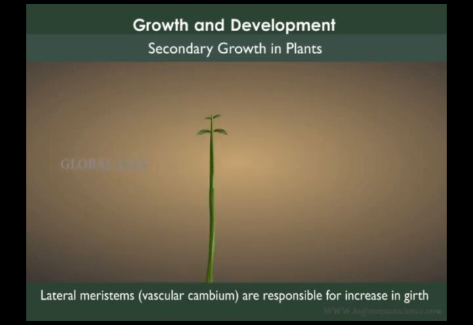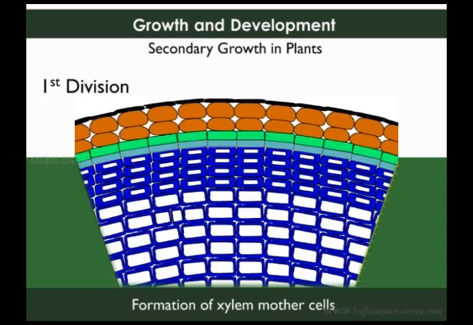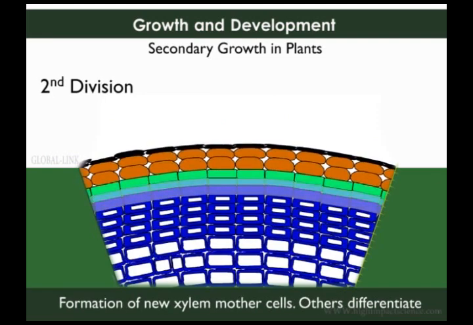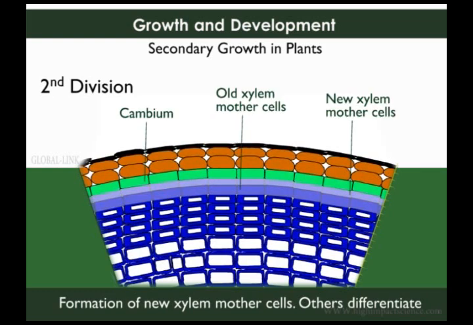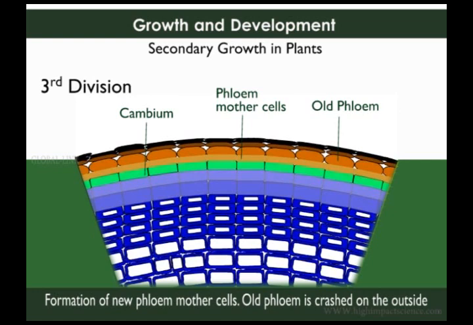At the beginning of the year, the vascular cambium is dormant. It then becomes active, swells, and undergoes its first division, forming the xylem mother cells. The cambium then divides again, forming other xylem mother cells, while the first xylem mother cells begin to differentiate. In the third division, the cambium divides, producing the phloem mother cells, while the old phloem begins to be pushed and crushed on the outside.